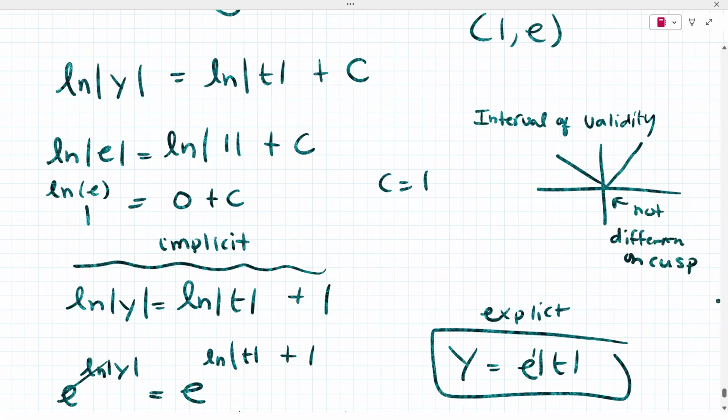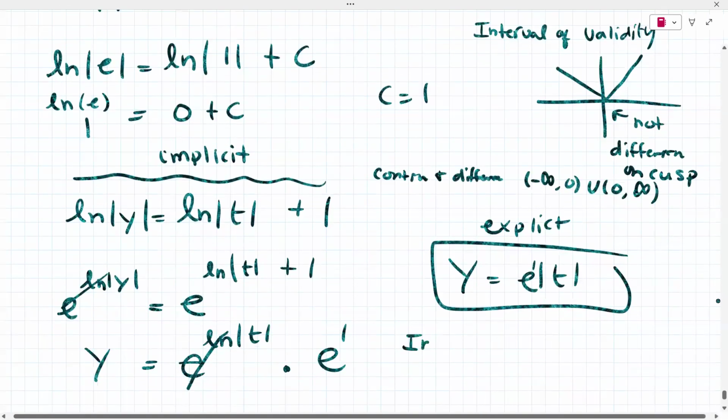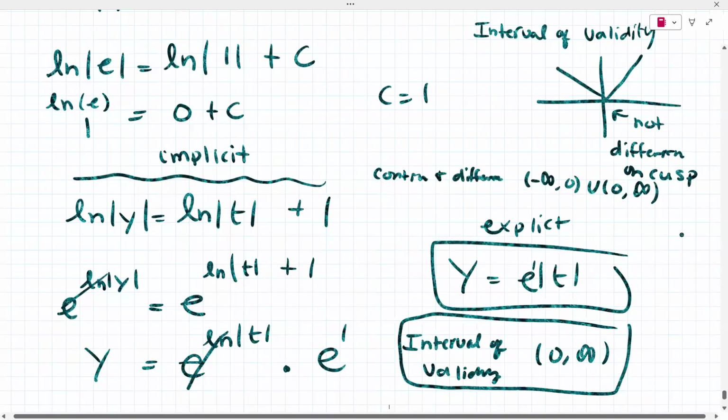So it's continuous and differentiable from negative infinity to 0, union 0 to infinity. So the interval of validity is from 0 to infinity. Okay.